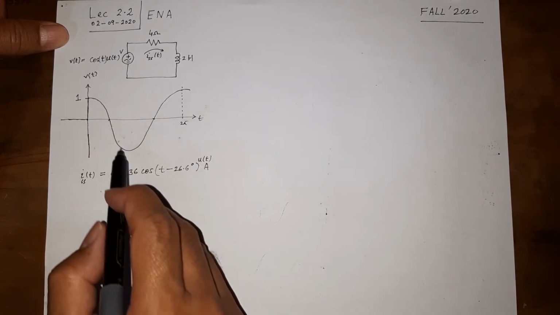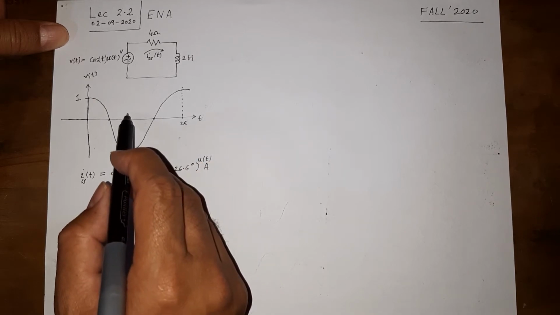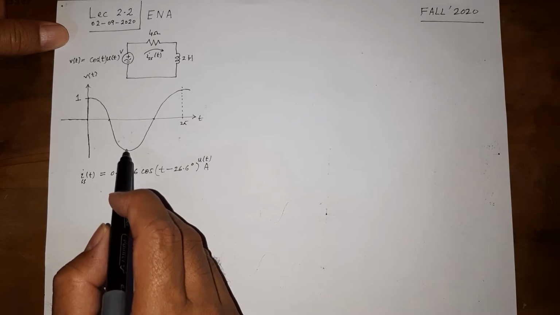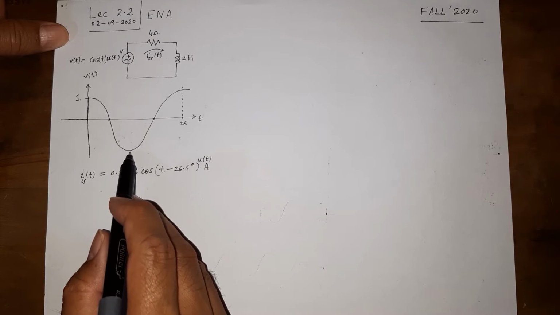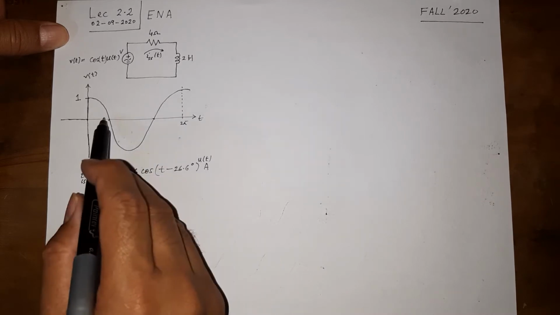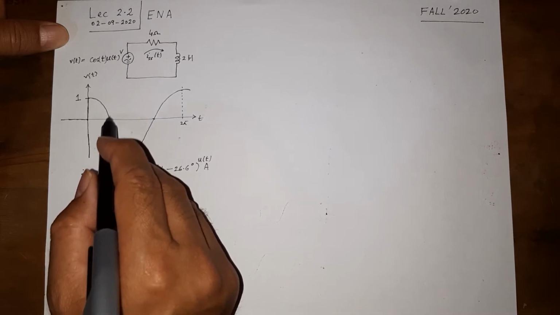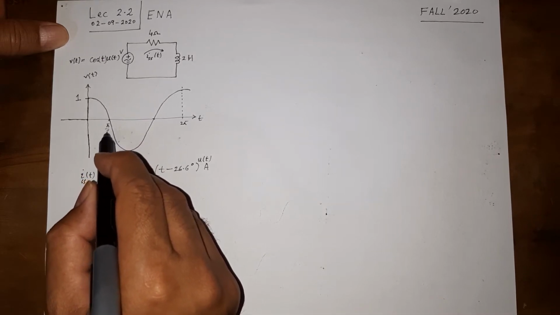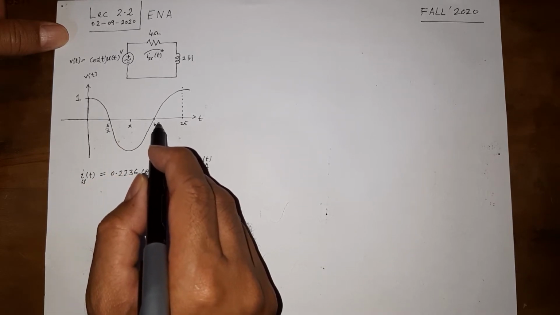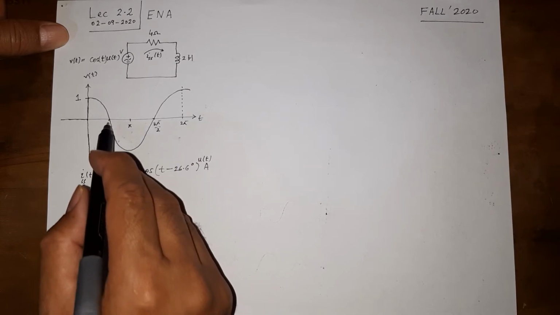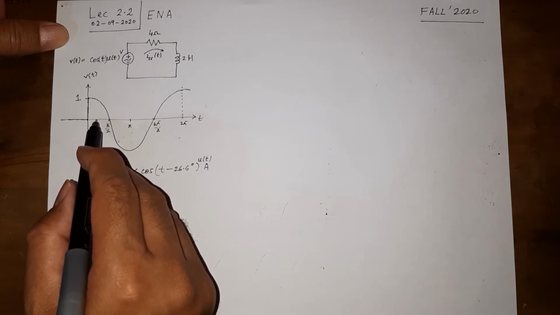Okay, so a complete cycle is 360 degrees or 2 pi radians, and half of it is pi. We know that cosine of 0 is 1, cosine of pi is minus 1, cosine of 2 pi is again 1, and this point is pi by 2. This point is pi, this point is 3 pi by 2. So this is 90 degrees, 180, 270 and 360. So half of this would be 45 degrees.